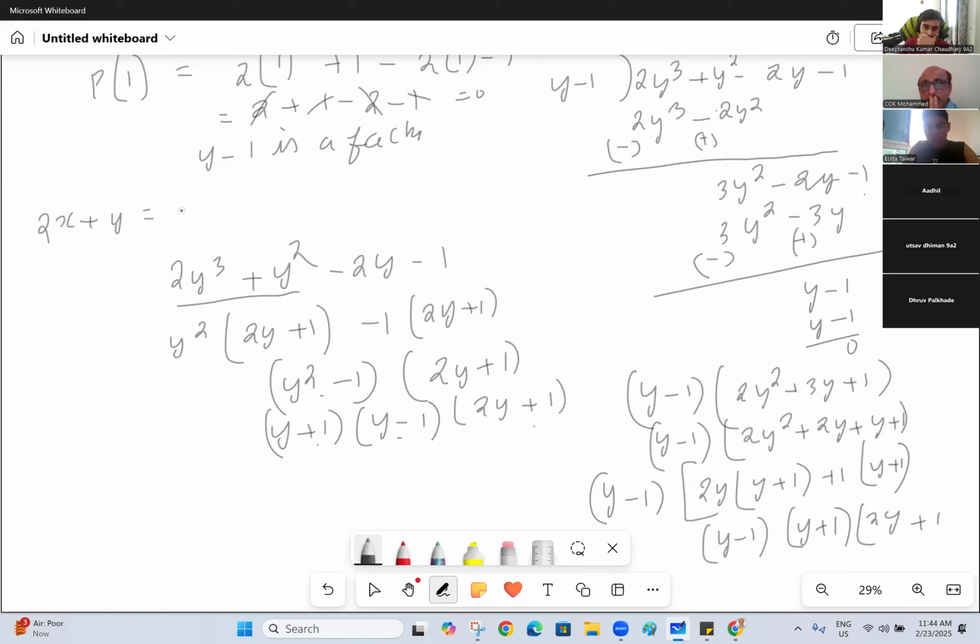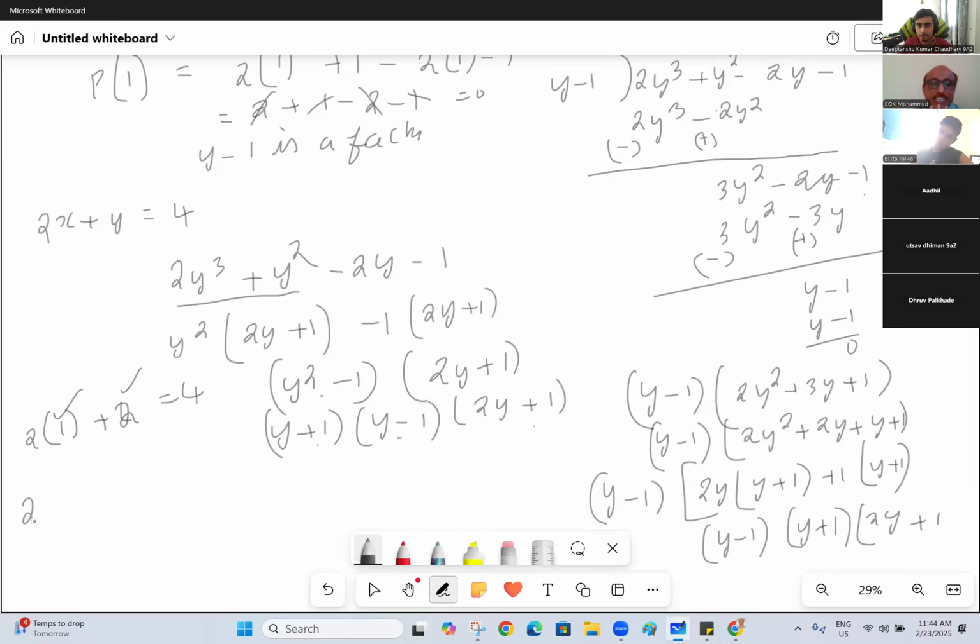2x plus y equals 4 has a unique solution if x and y are what? They're asking whether x and y are rational numbers, real numbers, natural numbers or positive real numbers. For example, 2 into 1 plus 2 is 4. Here x is a positive real number.